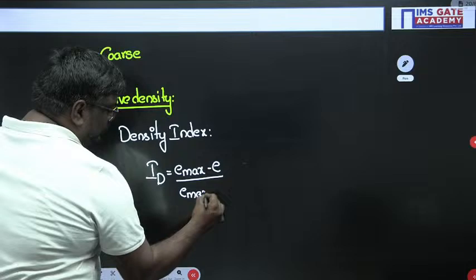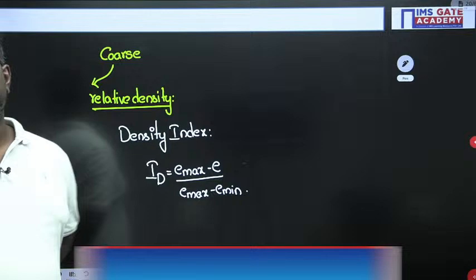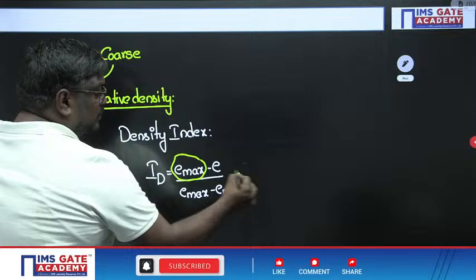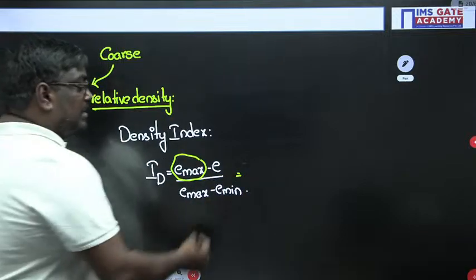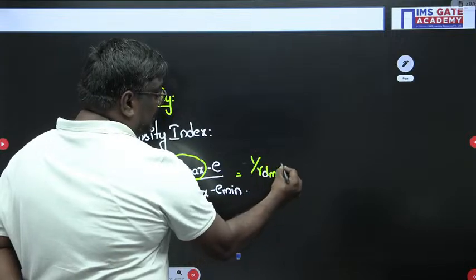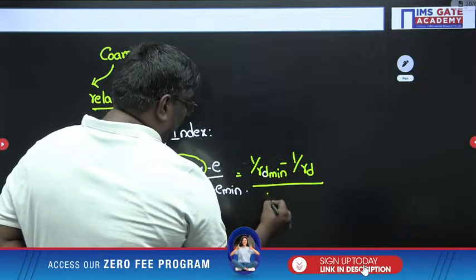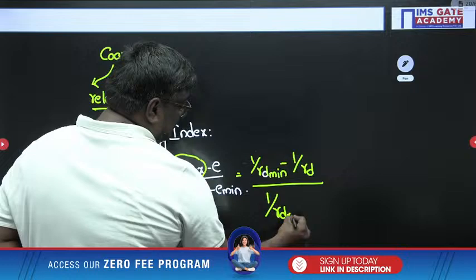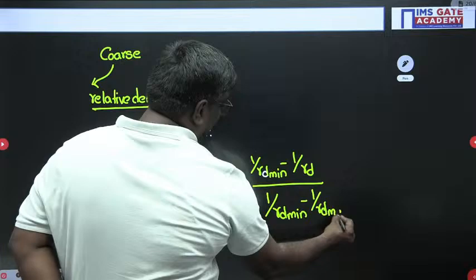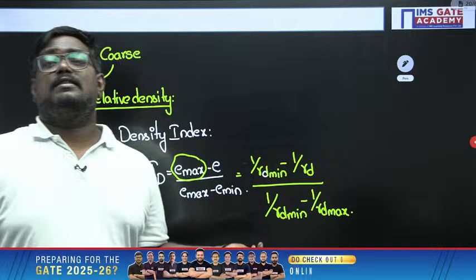There was a GATE question even in 23 or 24, but they have given it in dry unit weights. Always remember, if you want this formula in dry unit weight, e_max means gamma_d will be minimum. So it is (1/gamma_d min - 1/gamma_d) upon (1/gamma_d min - 1/gamma_d max). This is the formula which they asked recently in the GATE exam. So you should always know that dry density and void ratio are inversely related.